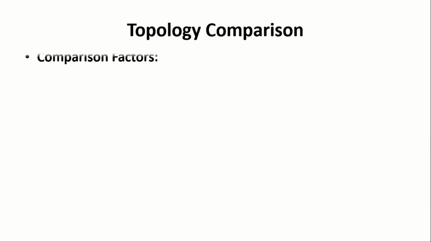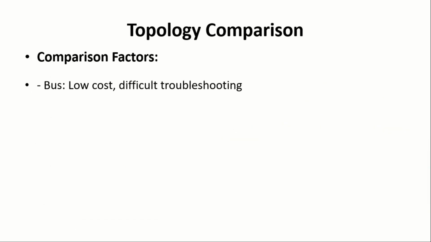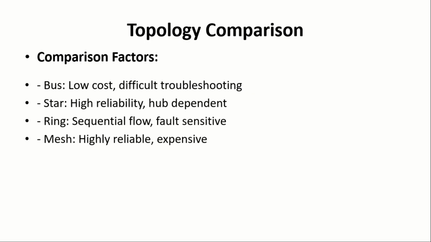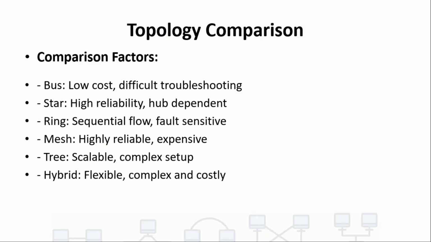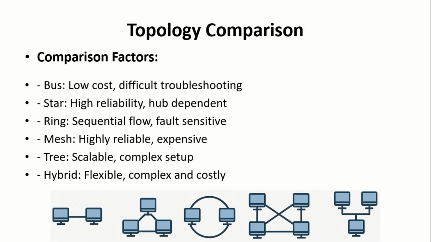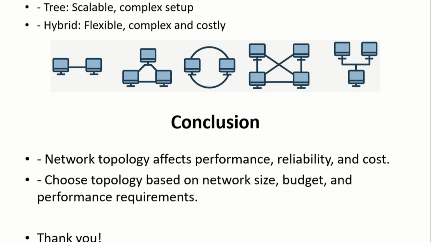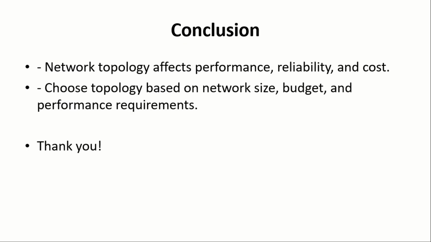Let's quickly compare all types. Bus is simple, star is easy, mesh is reliable, and hybrid is powerful, but each comes with pros and cons. So, the right topology depends on your needs: speed, cost, scalability, and fault tolerance.